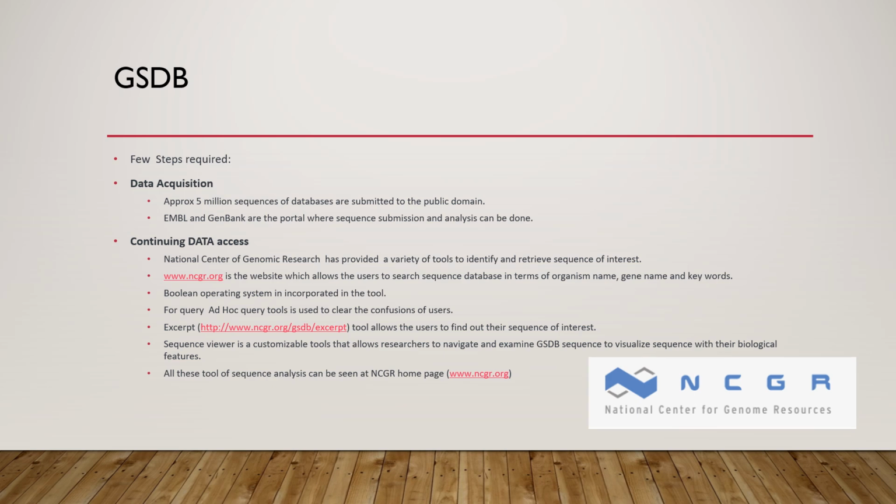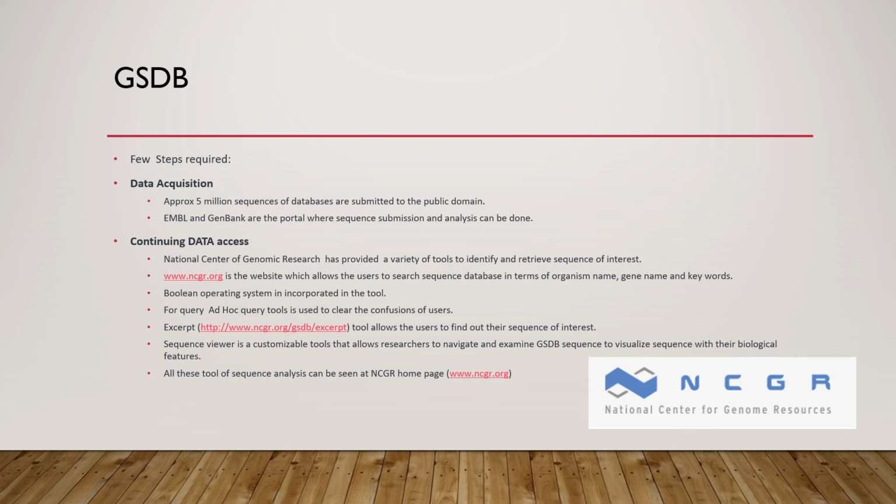Moving down to the data access, as far as NCGR is concerned, it has a variety of tools to identify and retrieve sequences of our interest. You can access NCGR at the website www.ncgr.org. You can search this database in terms of organism name, gene name, or other keywords associated with the search term. You can also employ Boolean operators, because it is incorporated by default in the tool, it is very easy to search the database.